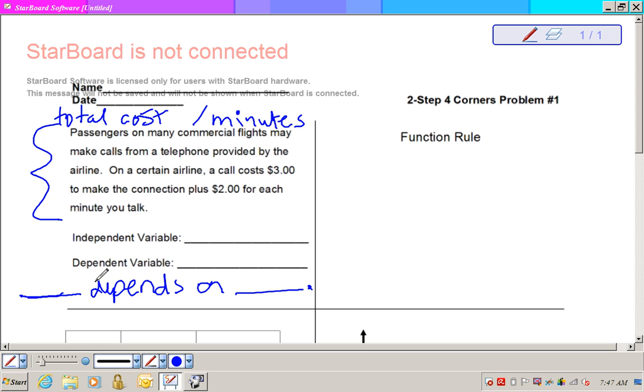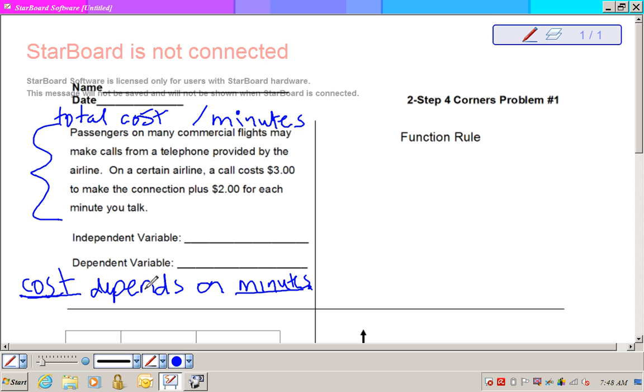So when we're answering this question, blank depends on blank. Does the total cost depend on how many minutes we use, or do the minutes we use depend on the total cost? What has to come first? What is the cause and what is the effect? The total cost would have to depend on how many minutes we use, because you have to use the minutes first to figure out the total cost. So the cost depends on the minutes.